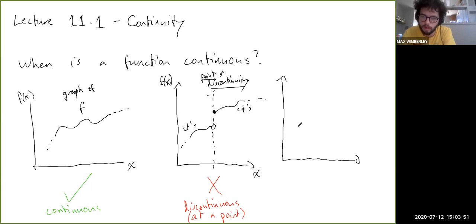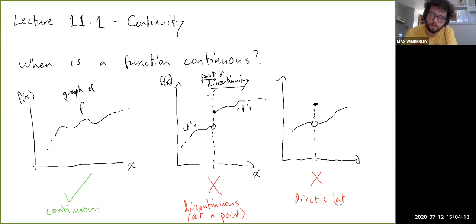It doesn't really matter. So another example would be something like this, where there's a single point that's just randomly displaced from this curve. So this is also discontinuous at this point, right? Okay, so these are some examples of discontinuity.